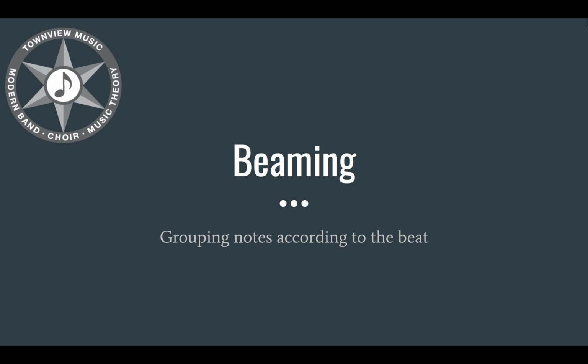About beaming and how that affects the structure of the way music is written and the way music is read. Essentially, when you look at beaming, you're going to be thinking about grouping notes according to the beat structure, and where the note falls within that.